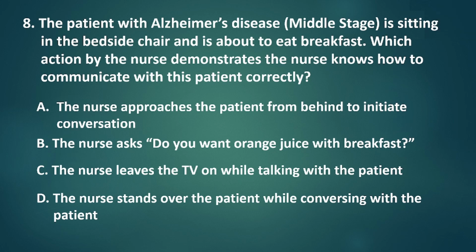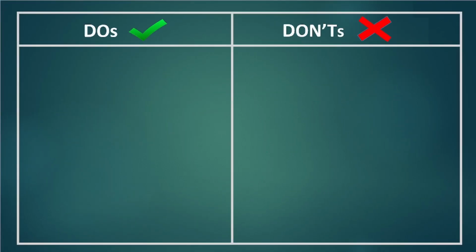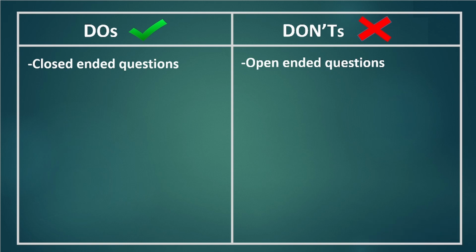The correct answer is letter B. The nurse asks, "Do you want orange juice with breakfast?" This is a closed-ended question, which is advisable to use with patients with Alzheimer's disease. Here are the common do's and don'ts with patients with Alzheimer's disease. Ask closed-ended questions to avoid difficulty answering. Open-ended questions might trigger agitation as they put pressure on the patient to think.